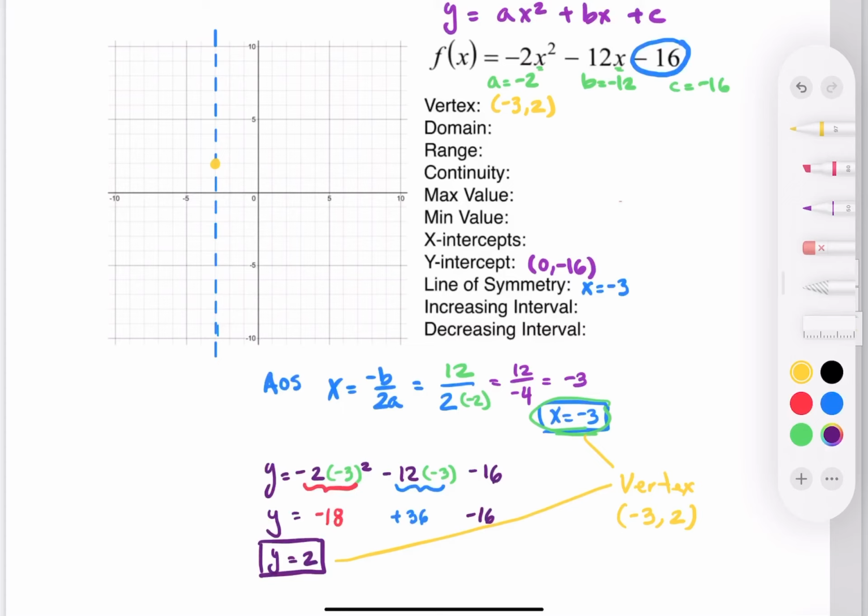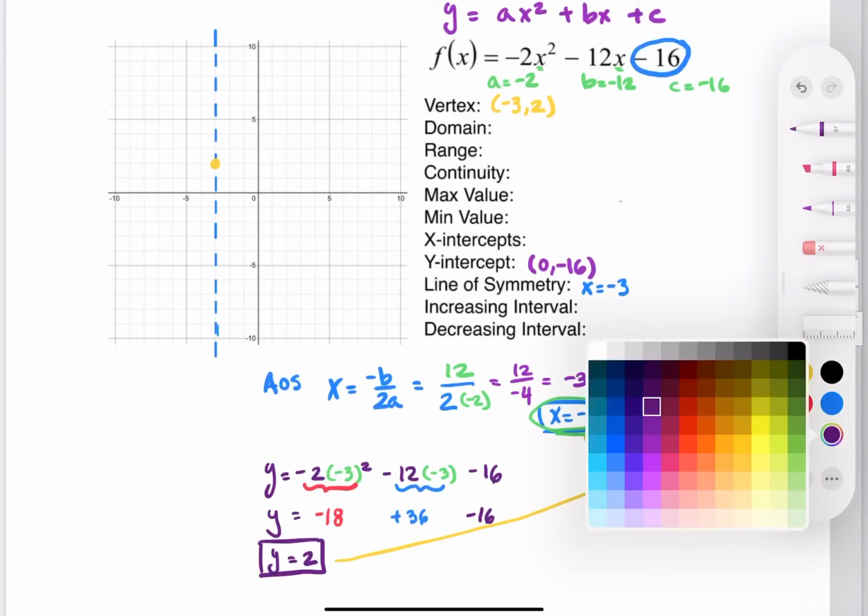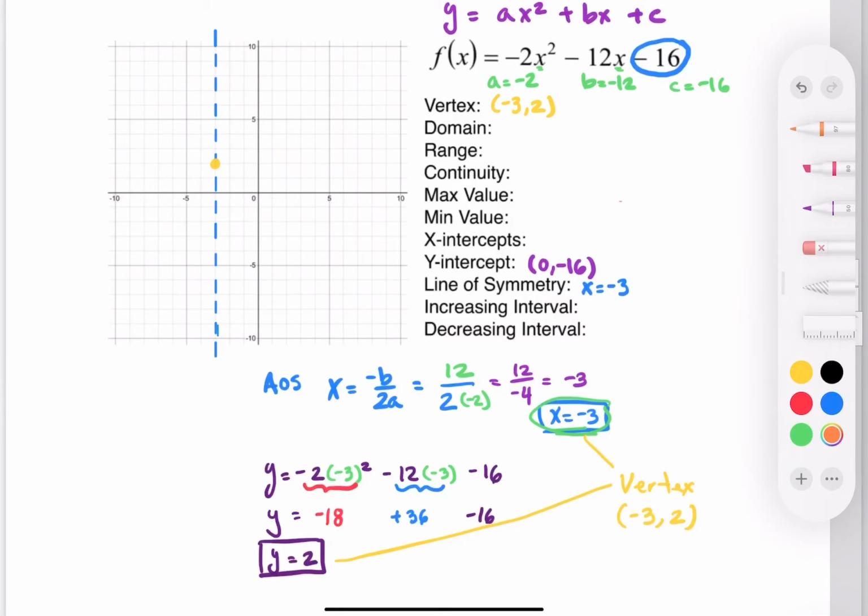Now to figure out our other points, once again, I'm going to do my whole 1, 3, 5 trick like we did in the previous problem. So I'm going to go ahead and do our 1, 3, 5. But this time, I notice that my a value is -2. So I'm going to take that -2 and distribute it with the 1, the 3, and the 5, giving me -2, -6, -10. So that tells us where to go from our vertex.